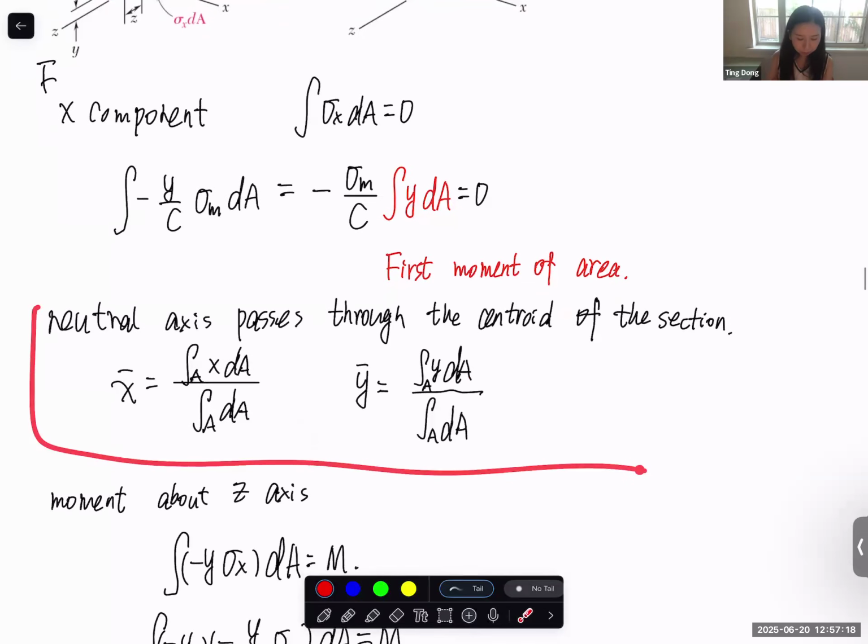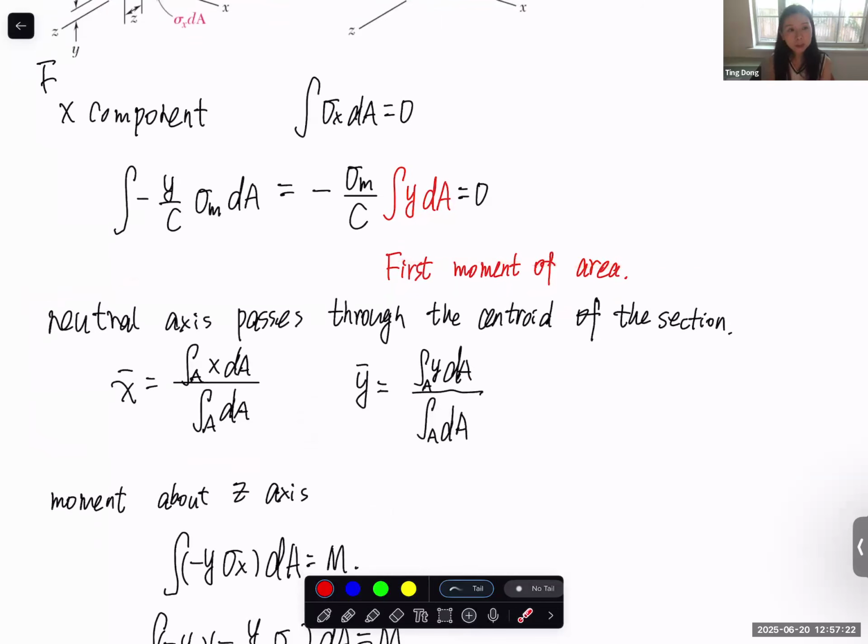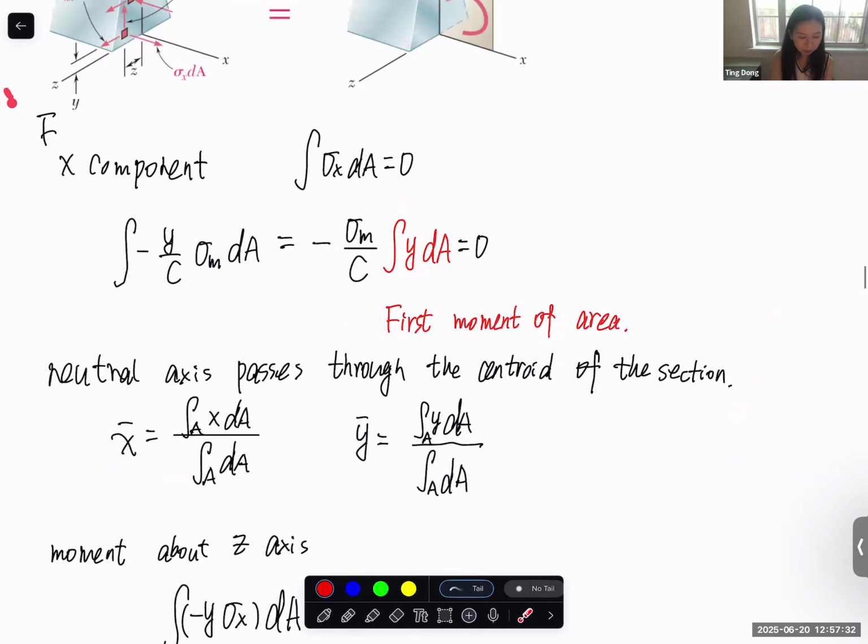That is through finding the centroid first. We'll do a practice problem very soon. You do need to find the centroid first, and that becomes the neutral surface. And then you can do the calculation after that. So this is the whole point of having this part.